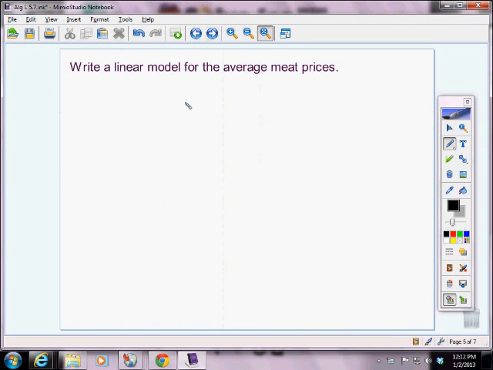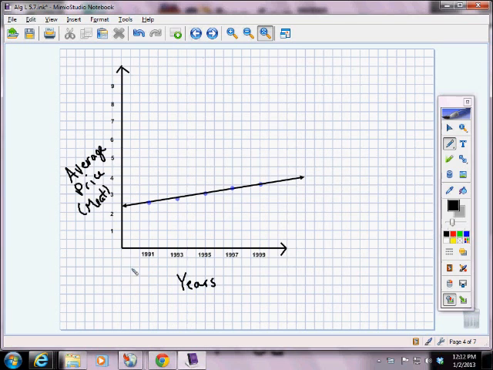So this example wants us to write a linear model. Remember, when we write a linear model, we need to find the slope and the y-intercept, or use a slope and a point in point-slope form. Let's look at our graph here. You can pick any 2 points you want as long as they lie on your line. They don't need to be these blue dots. They can be any dots in between.